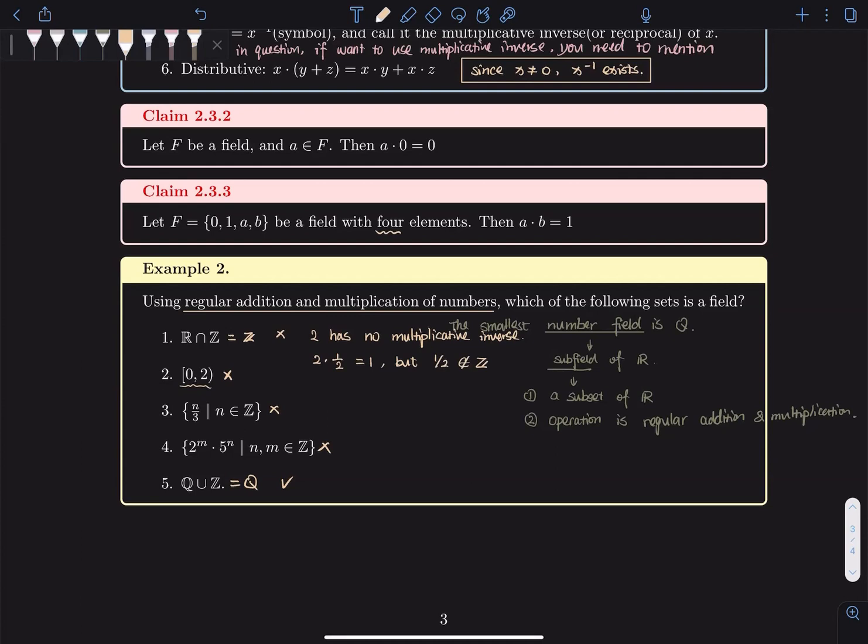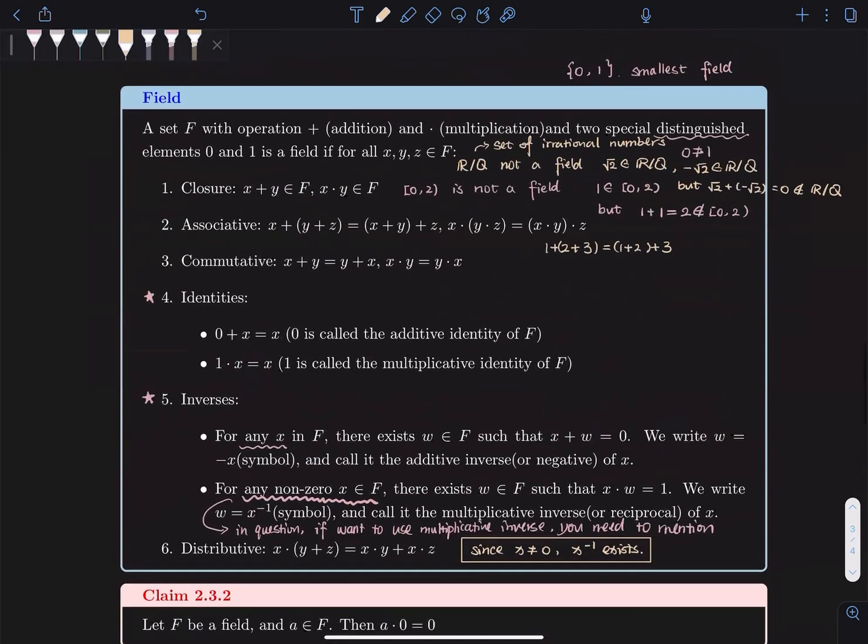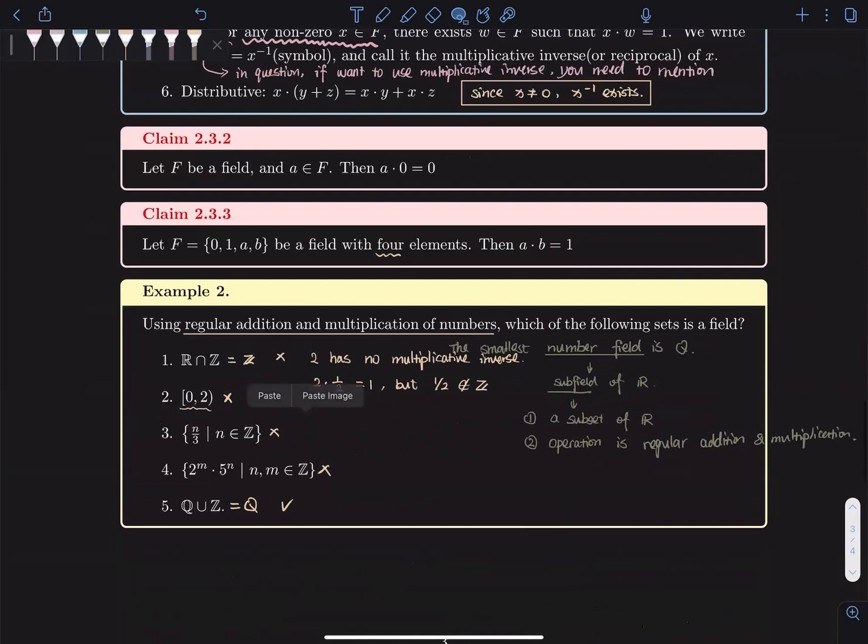The second one is here. It's not a field because 1 is in there, but 1 plus 1 equals 2 is not there. So this one fails closure.